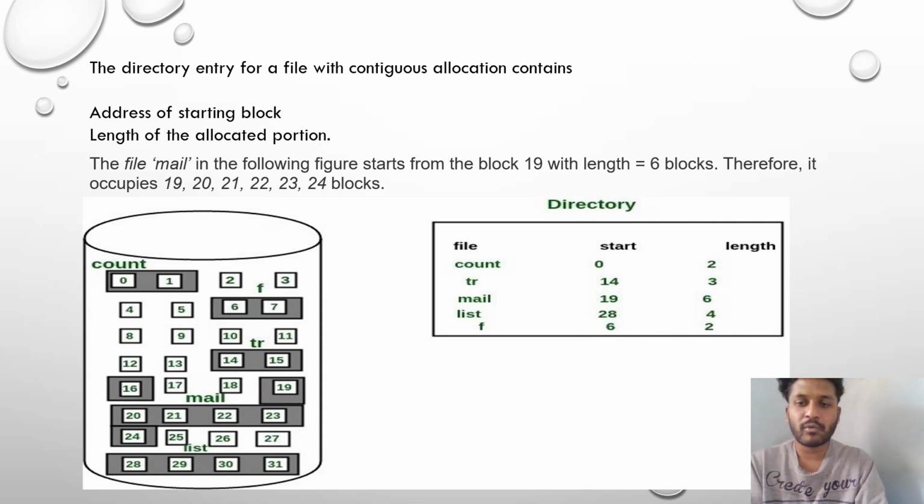The directory entry for a file with contiguous allocation contains the address of the starting block and the length of the allocated portion. The file in the following figure starts from block 19 with a length of 6 blocks. Therefore, it occupies the blocks 19, 20, 21, 22, 23 and 24.